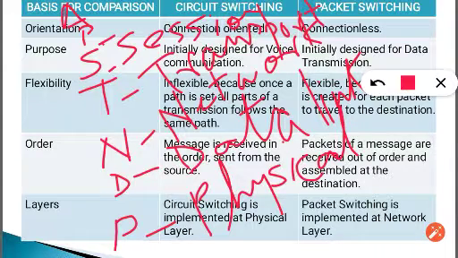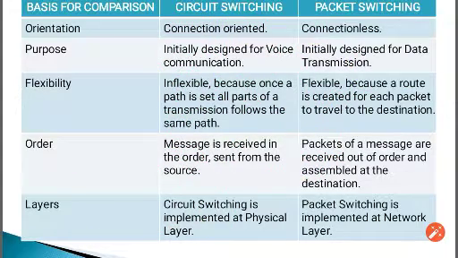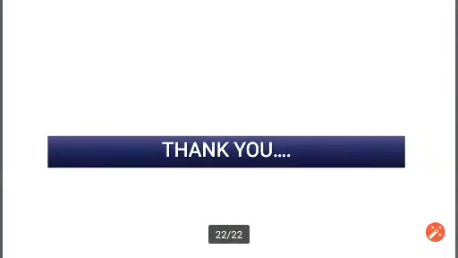So circuit switching works on the physical layer, whereas packet switching works on the network layer. I hope circuit switching and packet switching are clear to you all. With this, we are completing the evolution of computers, evolution of networks, pardon.